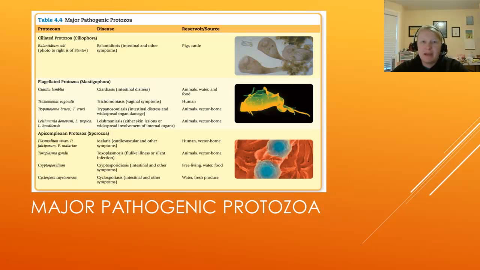So now let's wrap up this topic by looking at the pathogenic protozoa. We have three main types. We have the ciliated, we have the flagellated, and then we have the apicomplexan. These are different types of motility. So check them out. Some of them look pretty familiar.